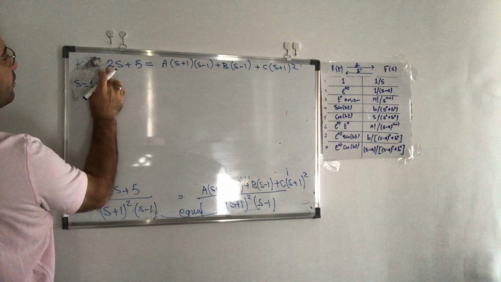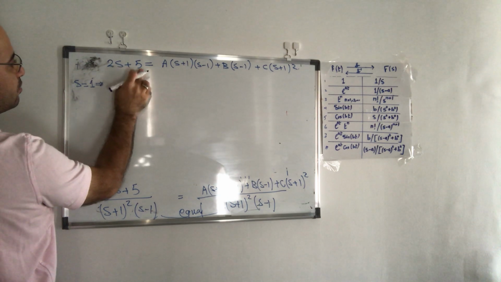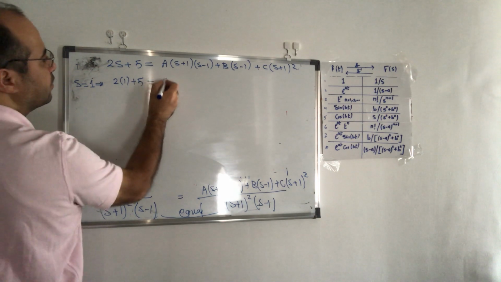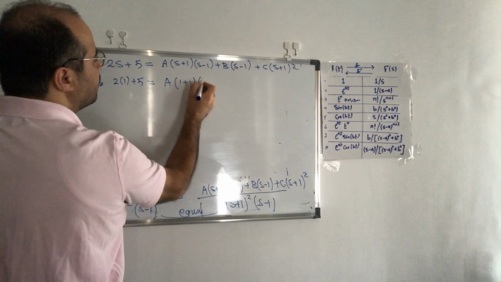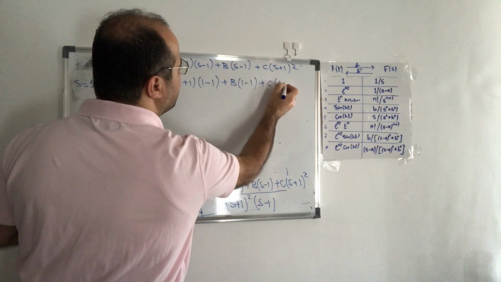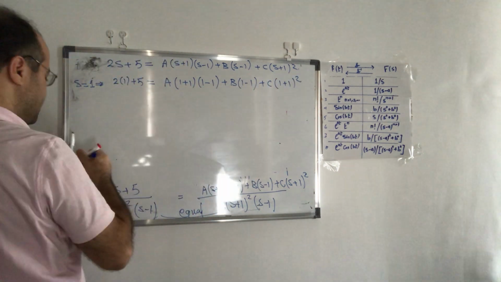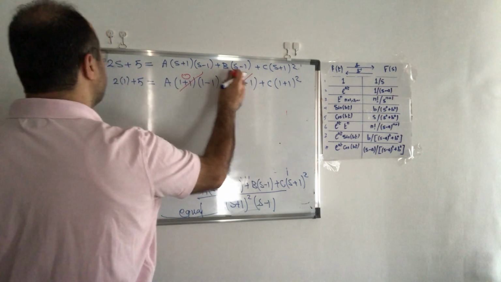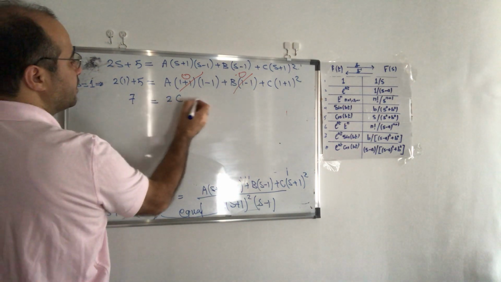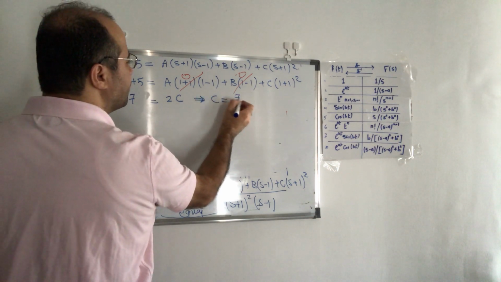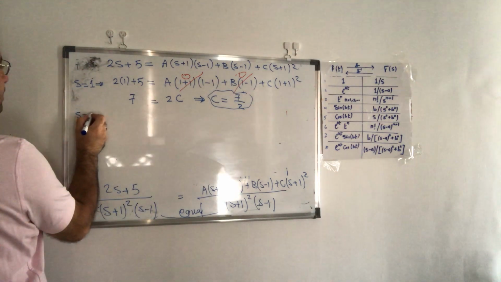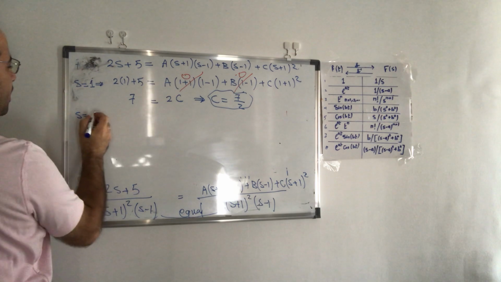Then this side will give me 2 times 1, which is 2, plus 5, equal to A times (1 plus 1)(1 minus 1), plus B times (1 minus 1), and C times (1 plus 1) squared. Finally, the first term will be 0, the second will be 0, and this side will be 7. So 7 equals 2C, and from this, C equals 7 over 2. I got C.